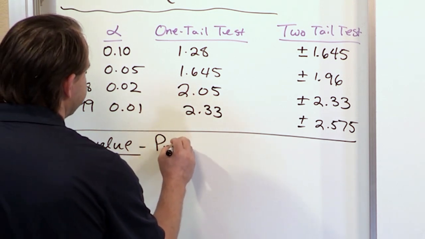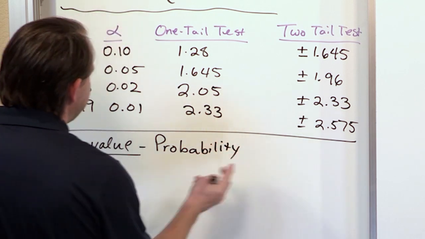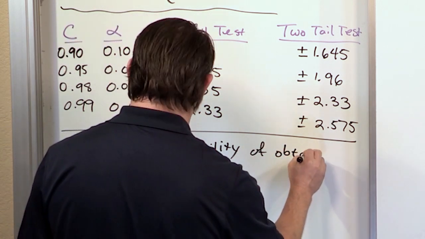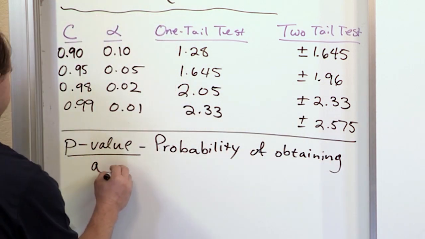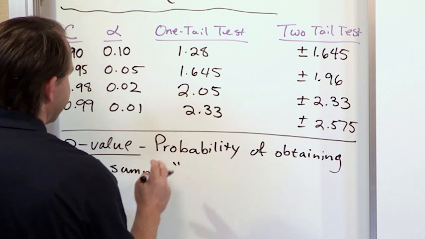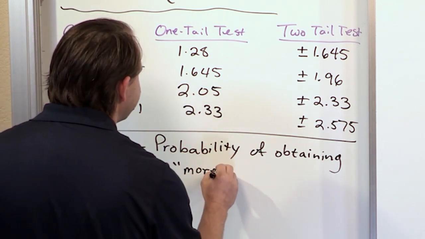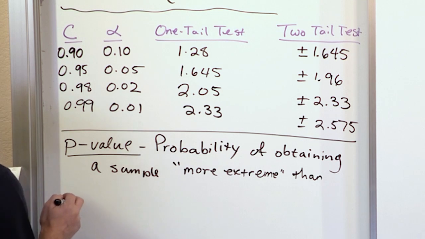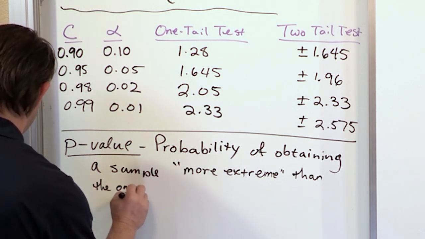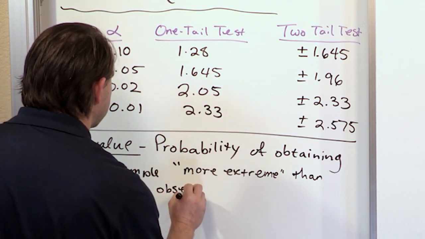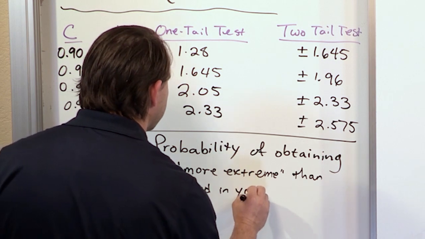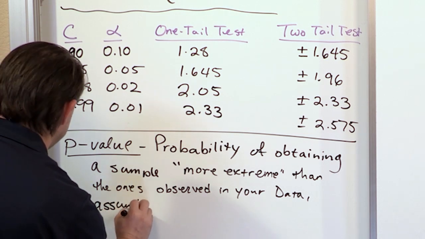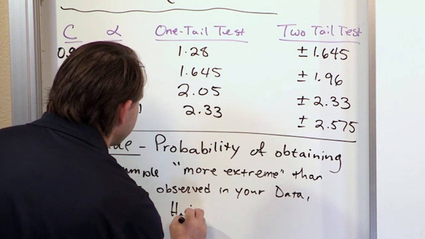It's basically the probability, and by the way, it's called a p-value because it's basically p for probability, of obtaining a sample, I'm going to put in quotes here because I need to explain it, "more extreme" than the ones observed in your data, assuming that the null hypothesis is true.